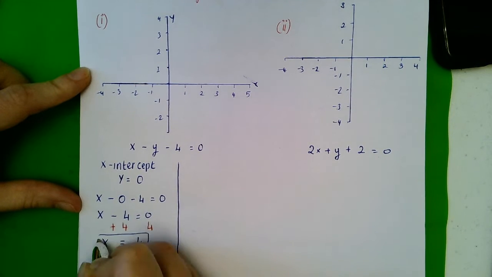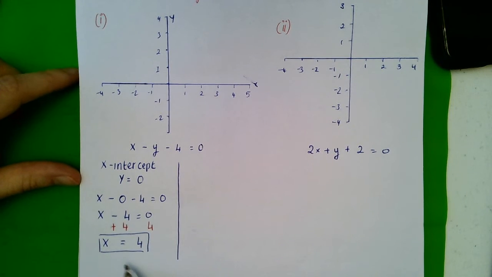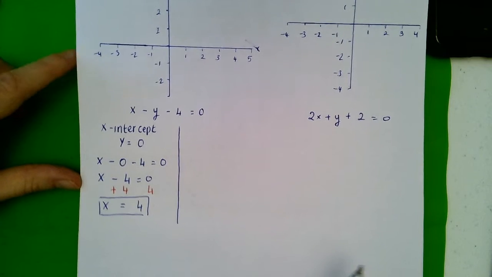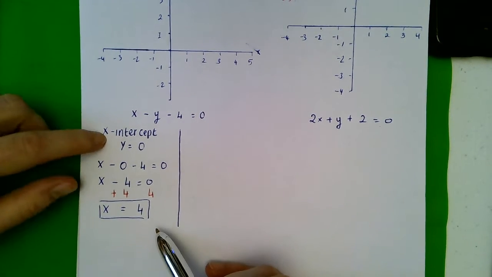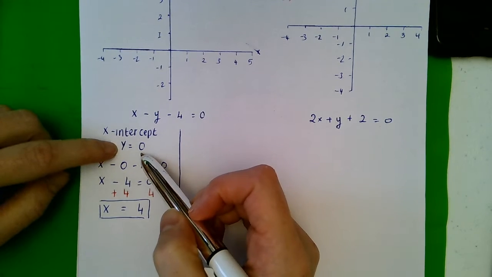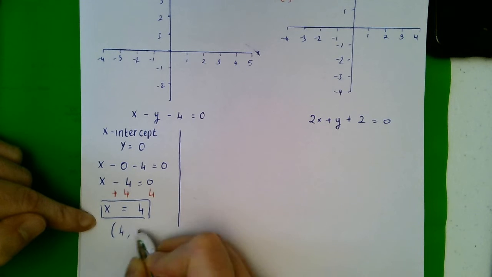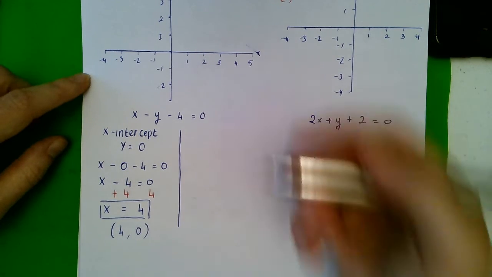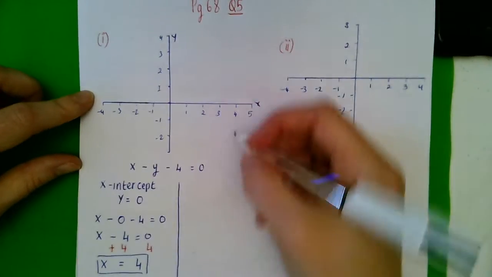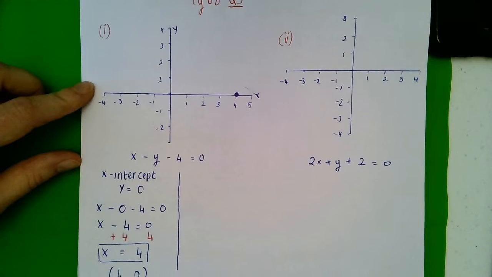Now a few people were leaving it like this. The x-intercept is x equals 4, but we want to write it as a coordinate. What the intercept tells us is that when y is 0, what is x? So the coordinate is actually 4, 0. The x is 4 and the y is 0. We're going to plot that up here on the graph. So the point 4, 0 is here, and that's our first point on the line.